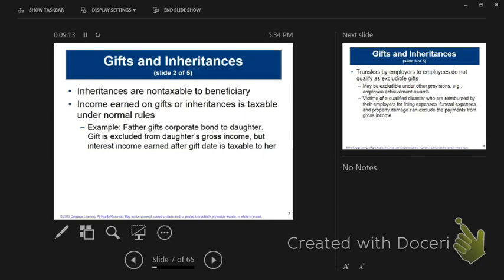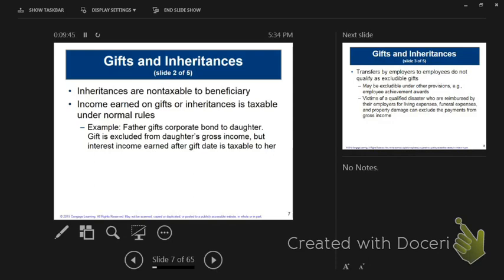Inheritances are not taxable to the beneficiary. And believe it or not, a lot of people do not know that when they come in to get their taxes done. They do not understand that when they receive money from a loved one that's passed, they do not have to pay taxes on it. So inheritances are not taxable. However, the income made on the inheritance is taxable. All right, so the example, and this is actually one that we kind of already talked about: father gives corporate bonds to the daughter. The bonds themselves are not taxable, but then anything that's earned on interest after that date on the bonds does become taxable.